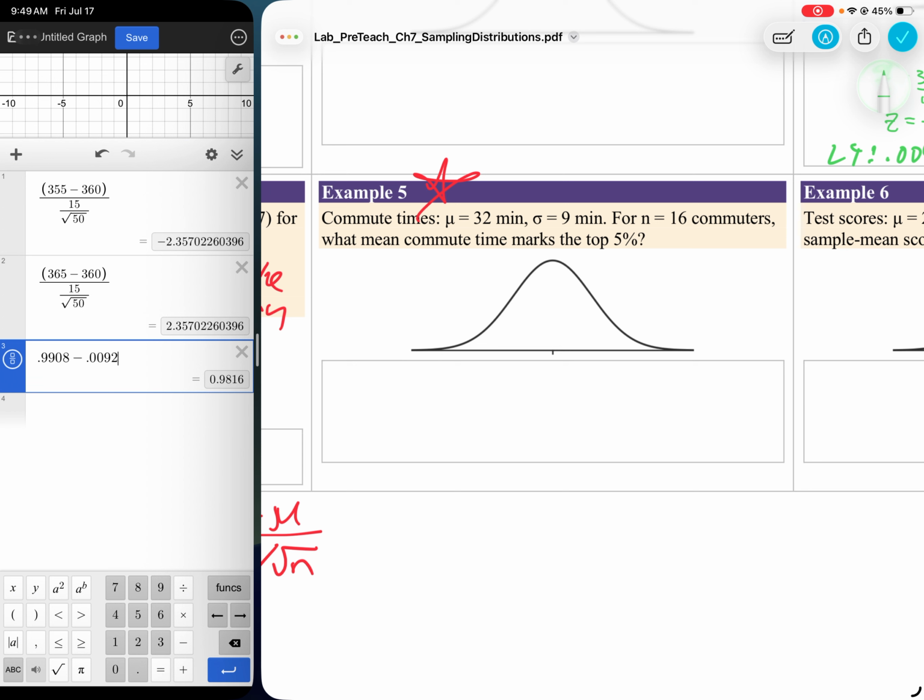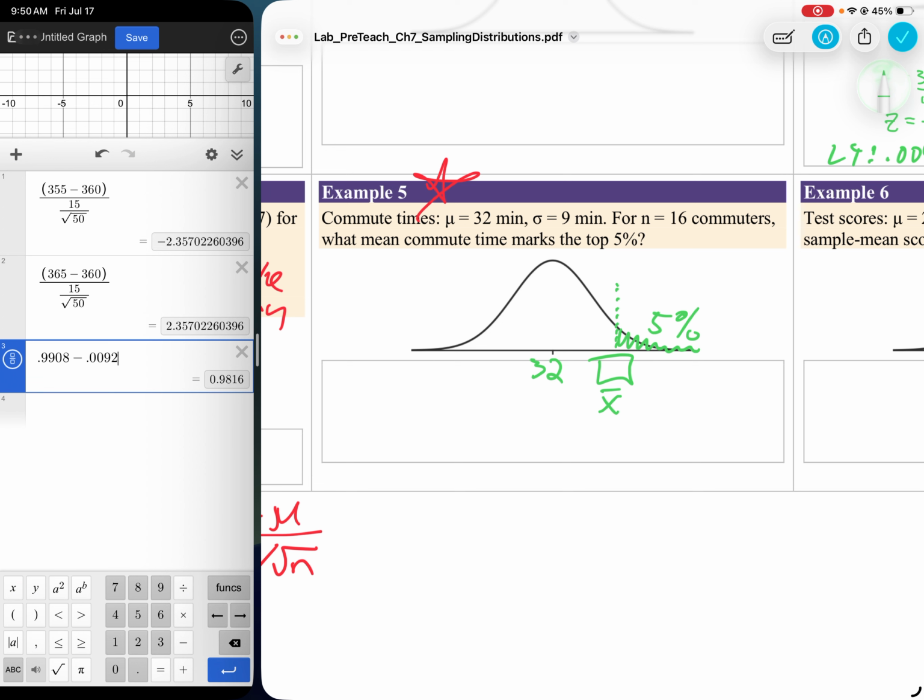So let's say the commute times to get to school have a population mean of 32 minutes, a standard deviation of 9. If we take a random sample of 16 commuters, what mean commute time in that sample would mark the top 5% of possible samples coming out of that distribution? So we know that the population has an average of 32, but we want to know what is the possible sample mean that would represent the top 5% of the longest commute times, the top 5%.